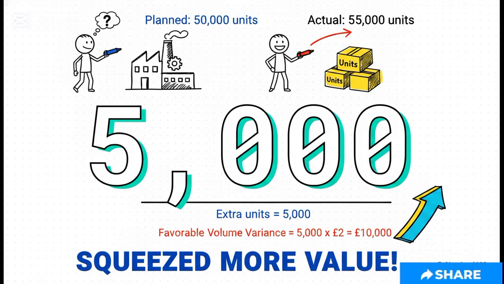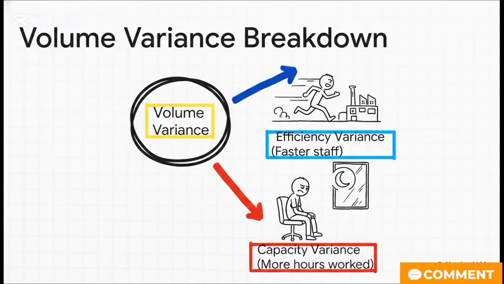You maximize the output of the space you had, effectively turning a fixed burden into a huge competitive advantage. And accountants, they don't just stop at that top-line number. They want the human story behind it. That favorable volume variance of 5,000 extra units, we can actually break that down further. Did we get those units because of an efficiency variance, meaning the factory staff just worked faster and way more skillfully than we expected? Or was it a capacity variance, meaning the staff simply worked more hours or took on extra shifts to muscle the job done? By breaking the variance down into these specific buckets, management can step away from the spreadsheet and finally understand exactly what's happening on the floor with their actual human workforce.